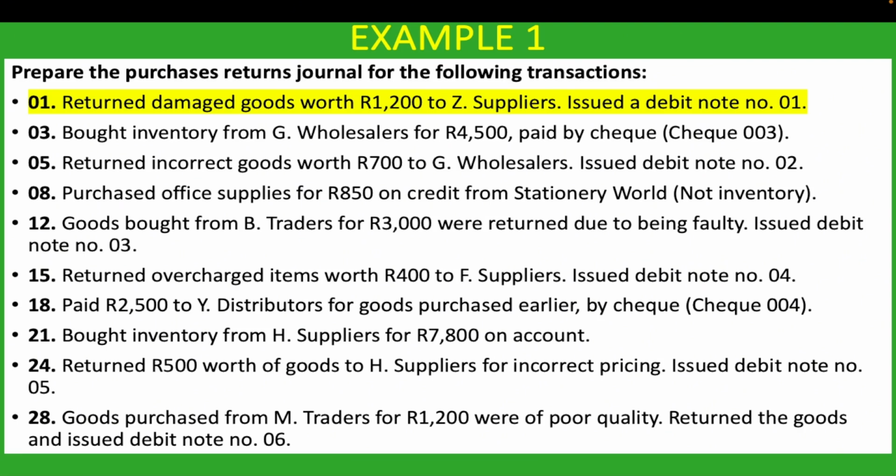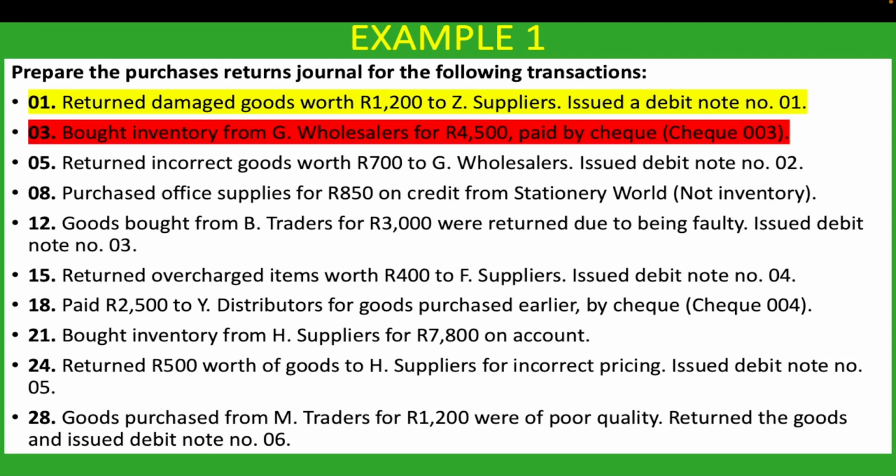So we know this one does not go into the purchases returns journal. So here's a tip for you: whenever you see it written bought or purchased, you know automatically not a purchase return. So let's highlight that it doesn't go there. So we're highlighting in red all of them that do not go there.